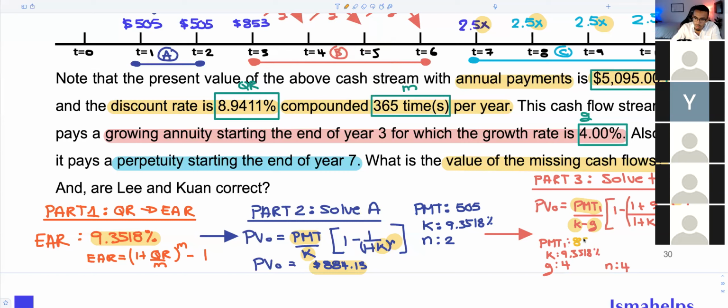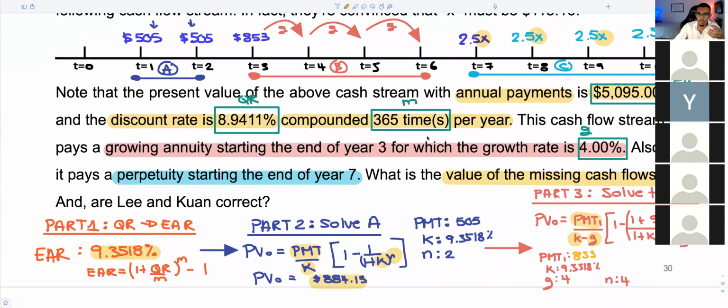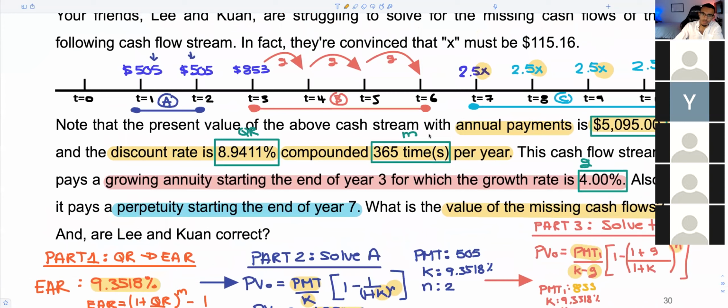So this is 853. Now the reason why this is 853, I'll put onto our timeline. Essentially, what this formula is telling you is, hey, we have this payment, right? That's occurring at essentially T3. Payment 1, and we know it's going to grow every single year. And this is very similar to our perpetuity formula and so on and so forth.